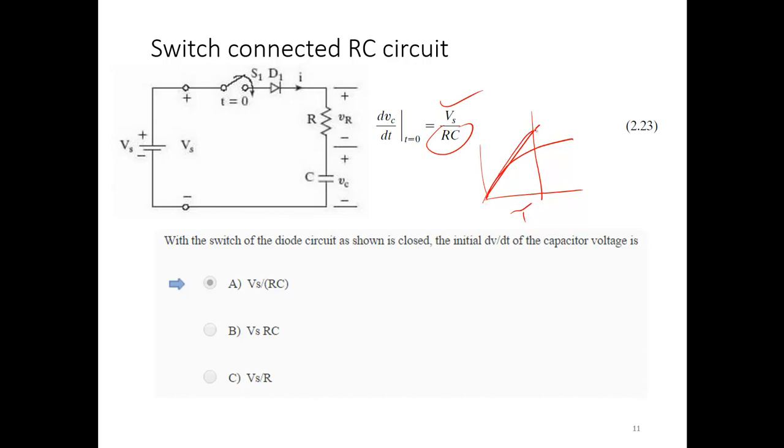It's basically the slope. What is the slope of this line? This axis is V and this is T, so V by T, dV by dt, is basically the slope of the line. We know that at tau, the time constant, the initial dV by dt would be Vs by RC. Okay, and it also asks other questions. That should be the right answer.